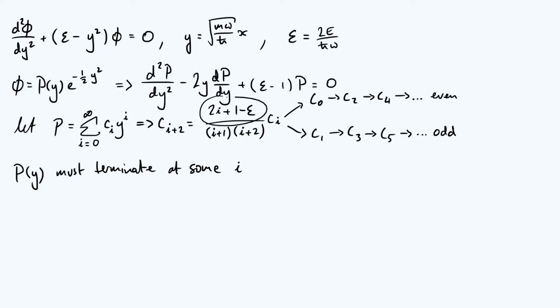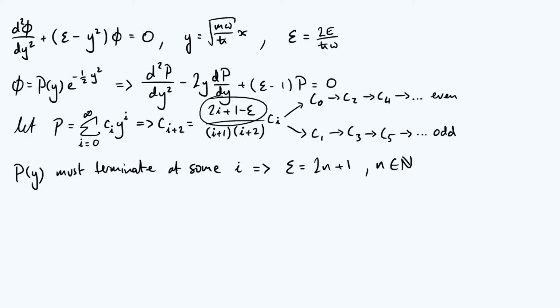Now, if you look at the numerator of your recurrence relation, the fact that P(y) has to terminate at some particular value of I means that your epsilon value has to be equal to 2n plus 1 for some natural number n. The reason this works is that when you go through your series expansion, there'll come some point when I is equal to n. When that happens, your next coefficient is going to be 0 because the numerator of the fraction becomes 0. And therefore, all of the remaining coefficients in your series expansion are also going to be 0. And so your series expansion doesn't grow too quickly and your wave function actually remains finite.